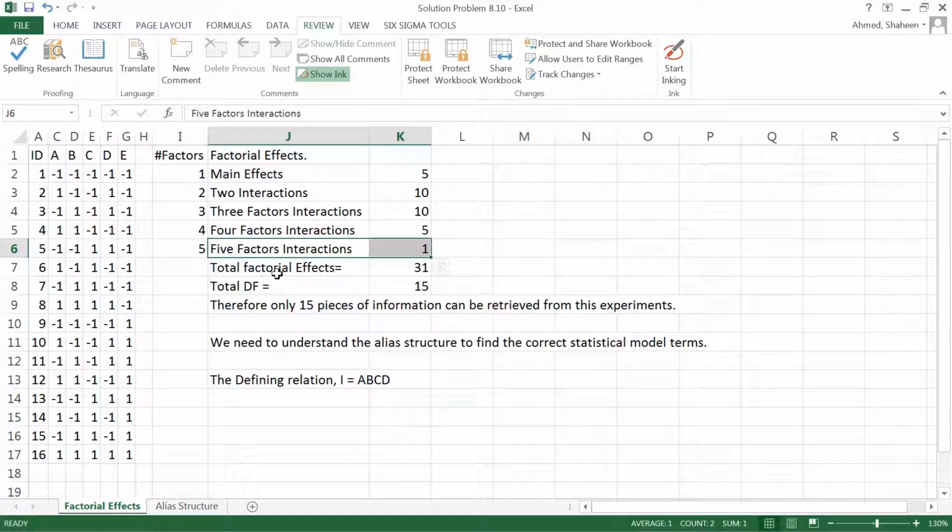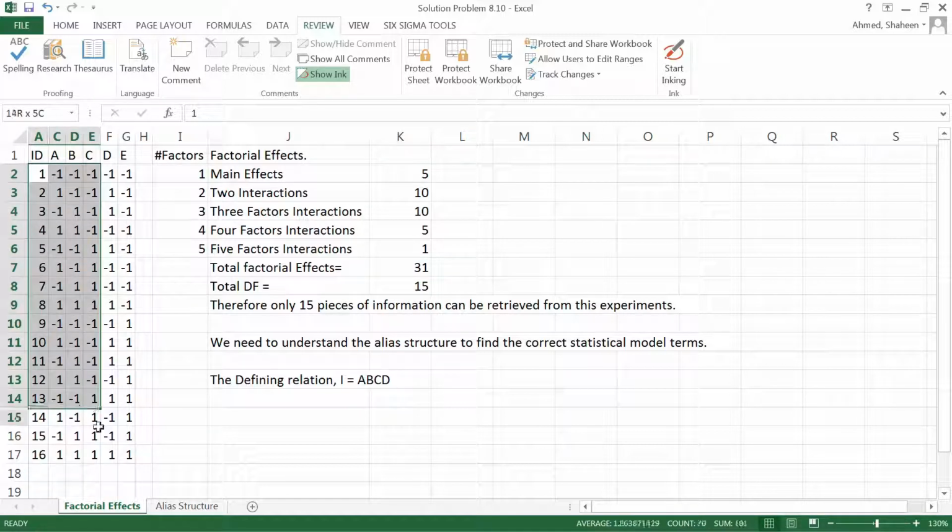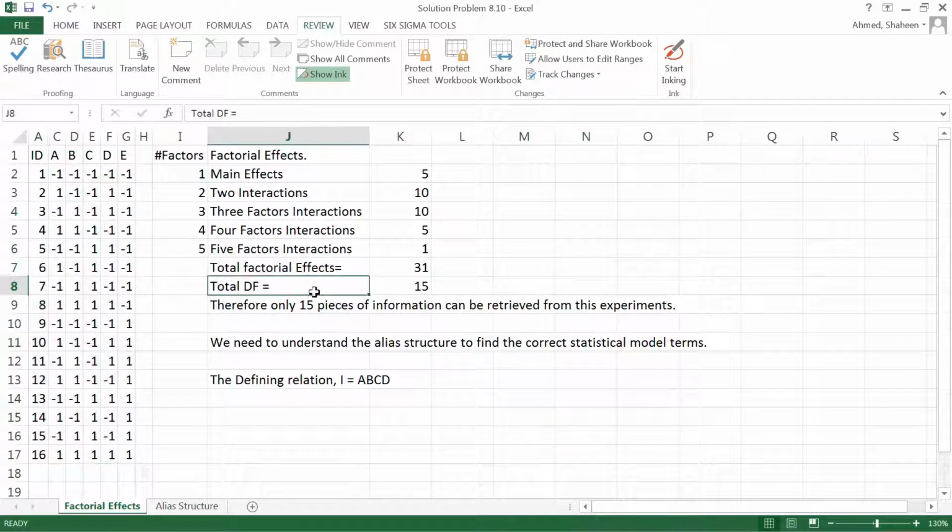So the total number of factorial effects is 31. However, we only ran 16 experiments, so that's a half fraction. So we can estimate a maximum of 15 pieces of information from here. However, the question is asking to find the defining relation and the alias structure.